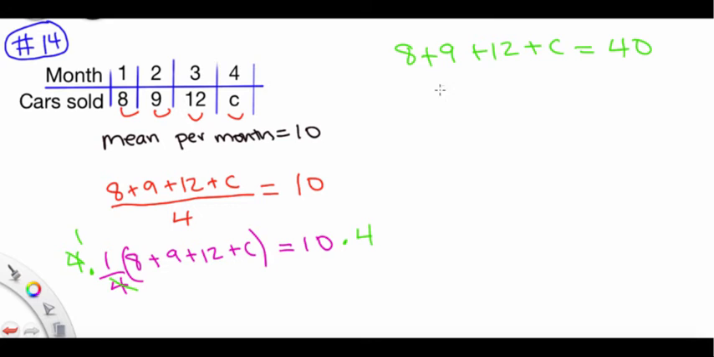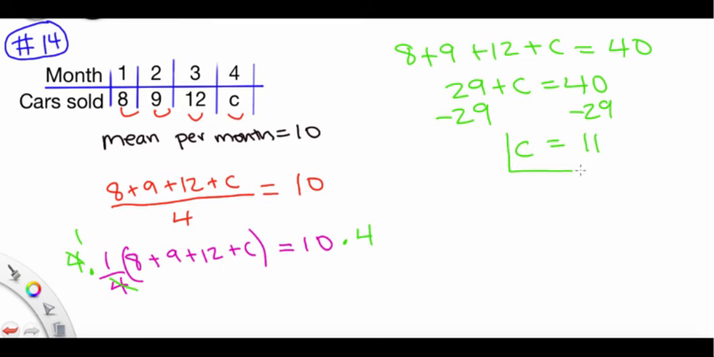And then, so 8 plus 9 is 17. 17 plus 12 is 29. We have 29 plus C equals 40. Subtract 29 from both sides. And we have C is equal to, well, 40 minus 29 is 11. So C is 11.